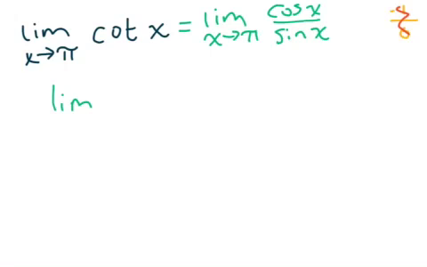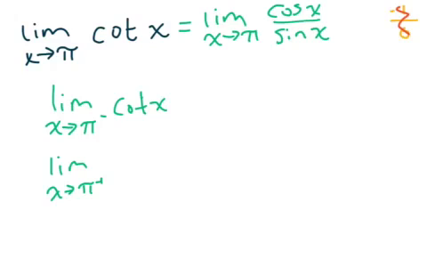So let's think about the limit as x approaches pi from the left-hand side of cotangent, and let's see about the limit as x approaches pi from the right-hand side of cotangent. And so let's just think about this. If we're less than pi, we're going to be in the second quadrant. In the second quadrant, cosine is going to be negative, and sine will be positive. Negative divided by positive is negative, and so we're going to be approaching negative infinity.